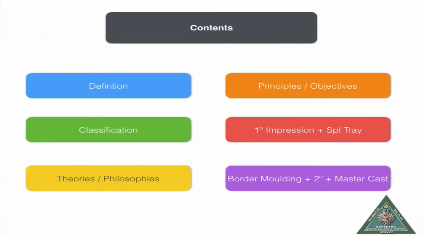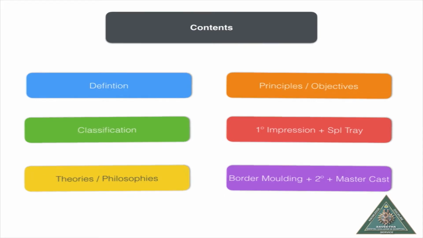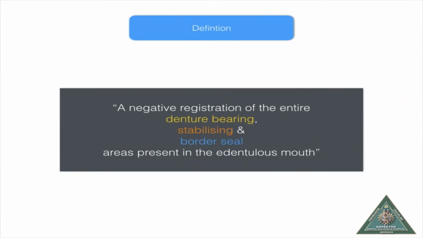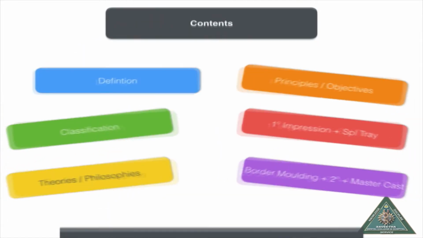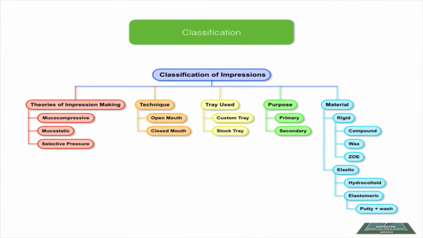The major topics in this discussion would be the definition, classification, theories of impression making, principles of impression making, and primary impression making and secondary impression making. An impression is defined as the negative registration of the entire denture bearing, stabilizing and border seal areas present in the edentulous mouth. Now let's look at the classification.